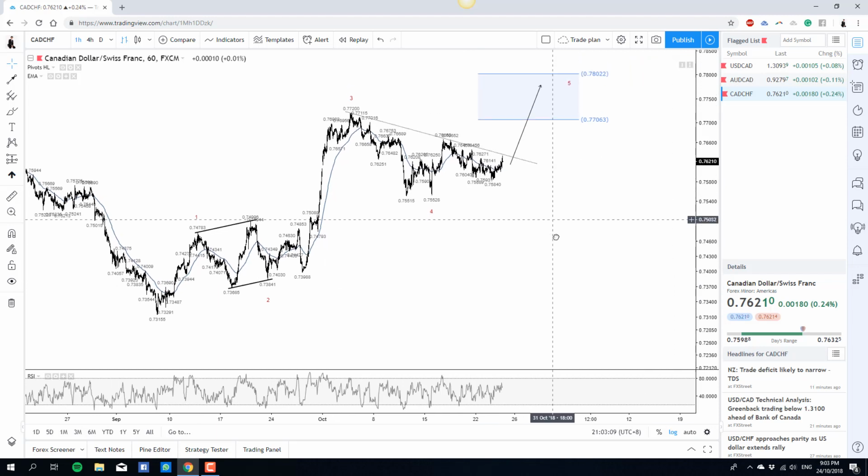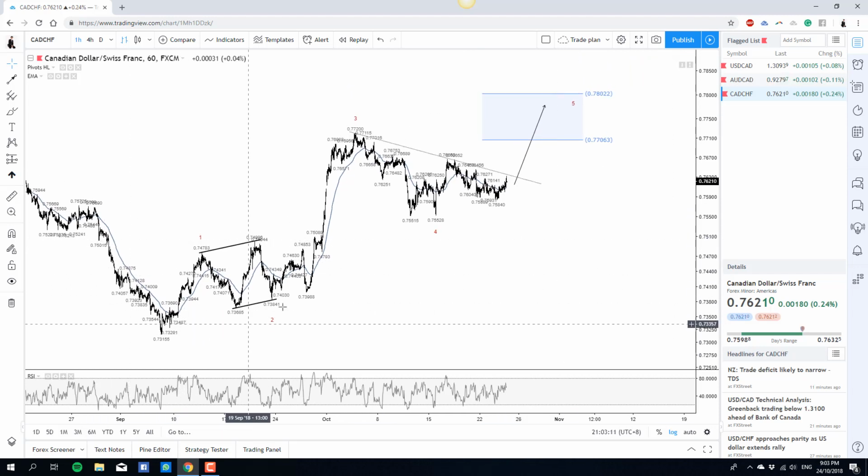Okay, so this is the analysis over here. It's pretty strong to the upside. You can see this is clearly an impulsive move, which is likely a third wave up. Right, so we have a first wave over here, followed by a running flat, which gives us the wave 2, and then another 1, 2, 3, 4, 5, giving us the wave 3.